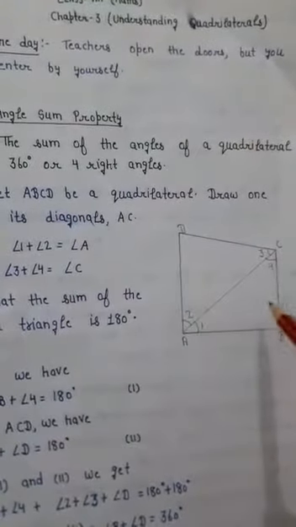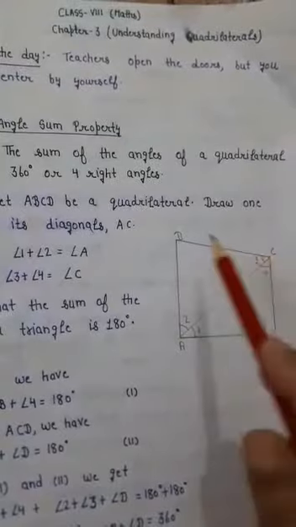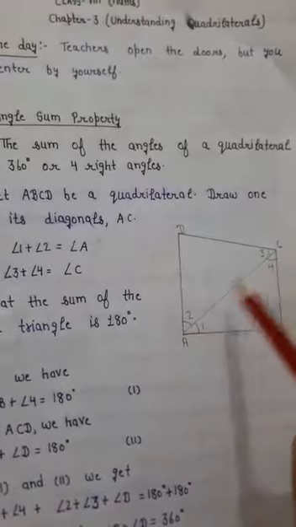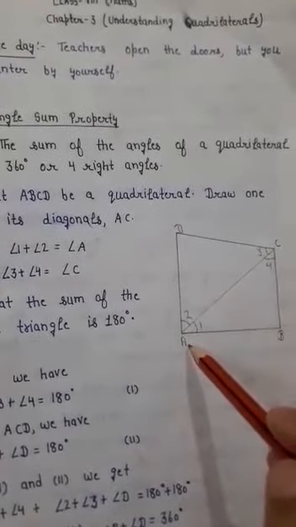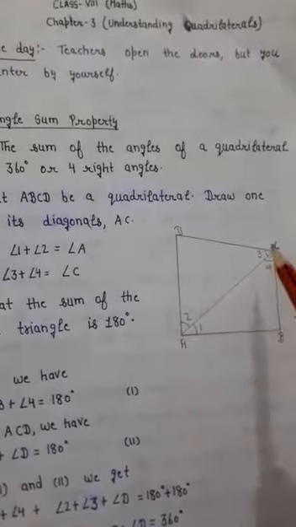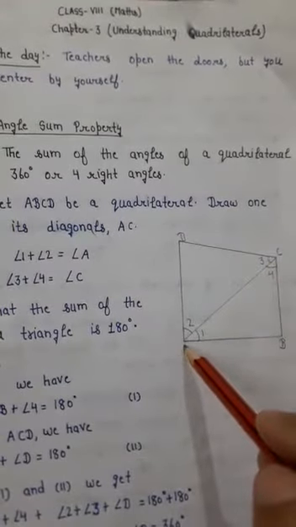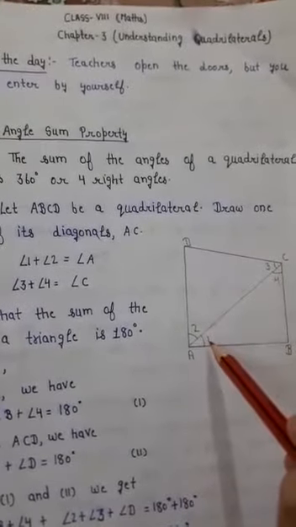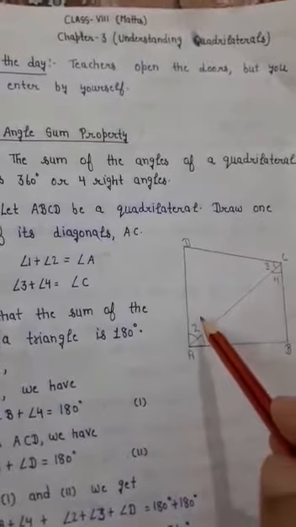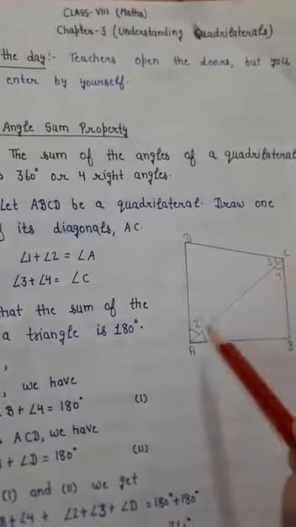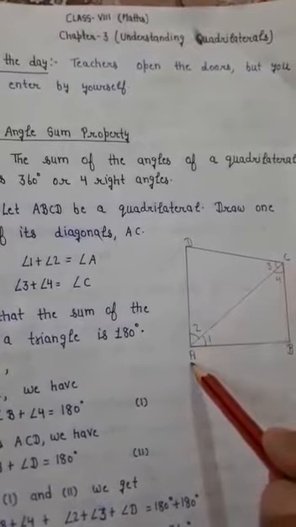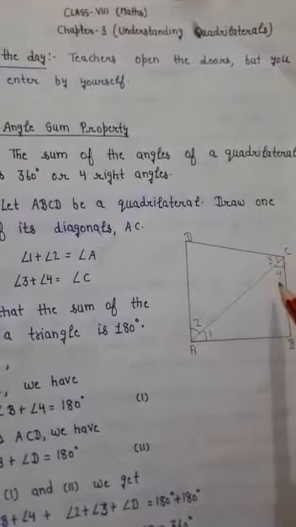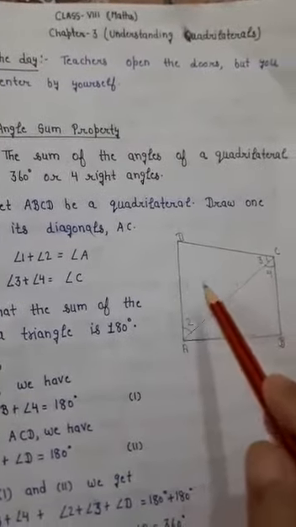We have to construct a quadrilateral ABCD. We will draw one diagonal. If we draw one diagonal here, angle A is in triangle ABC, and angle A is also in the triangle ADC; in a similar way, C. So therefore I can divide it in this way: angle A into 1 and 2, angle C into 3 and 4. That is, I can write angle A equals angle 1 plus angle 2 and angle C equals angle 3 plus angle 4. Let's start the proof.